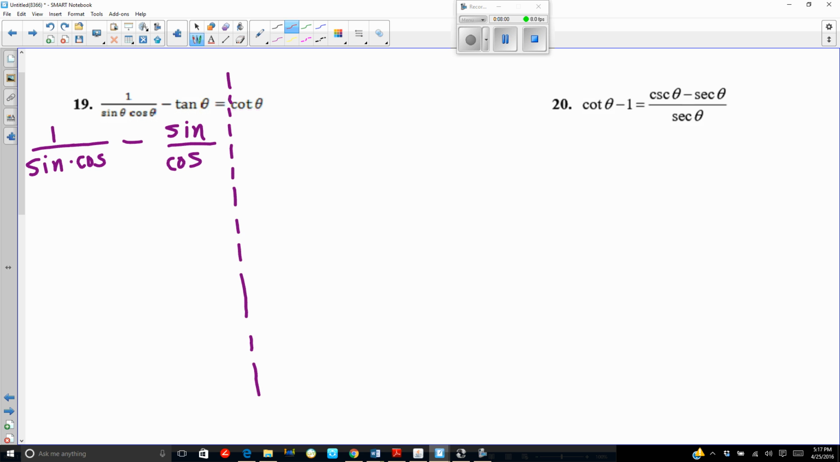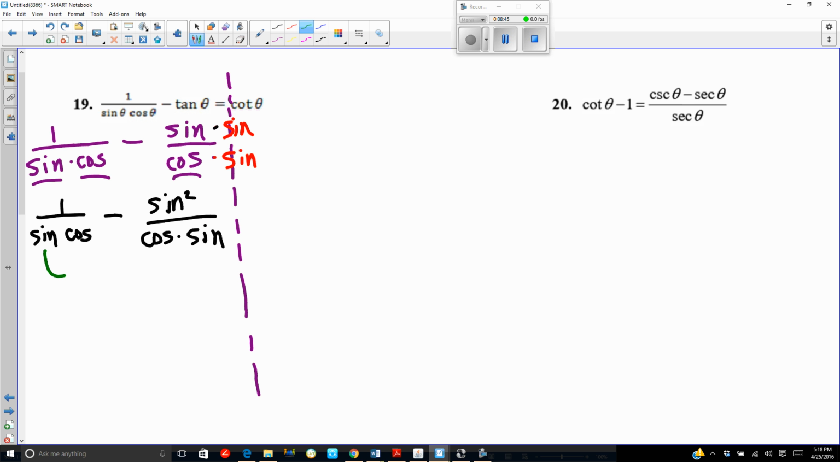Get a common denominator. So notice this denominator over here has a sine and a cosine, and this one just has a cosine. So to make them the same, we need to multiply this side by sine. So we're going to get 1 over sine cosine minus, it's now sine squared at the top because sine times itself, on the bottom. Even though we've got it written in a different order, it's the same denominator. If we wanted to, we could reverse those so they look exactly the same, but it essentially is the same.